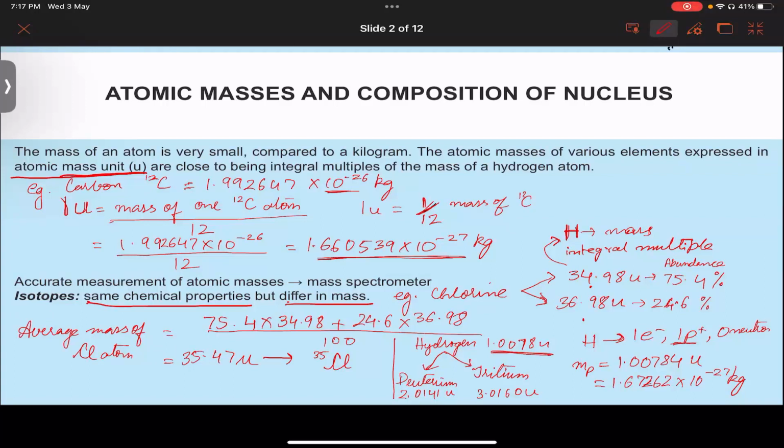The tritium nucleus will be the heavier atom of the hydrogen isotopes, and it is usually unstable and does not occur naturally. Usually it is produced in labs. So this is how we can find the atomic mass, and we learned about the atomic unit.